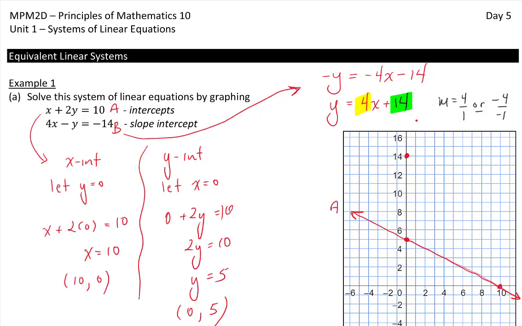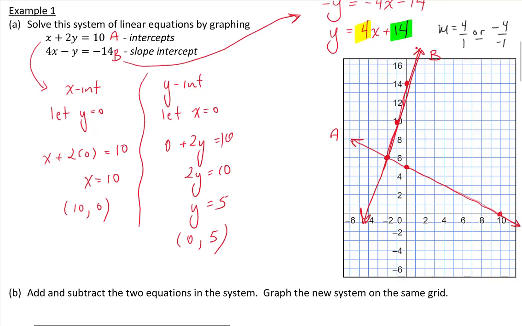So that would be down 4. 1, 2, 3, 4. And to the left 1. Let's do that again. 1, 2, 3, 4. And to the left 1. And you notice it's going to hit the line right here at negative 2 and 6. So let's draw on that line. That is line B. And we see that these two intersect. Therefore, (x, y) equals (-2, 6). The point right here.